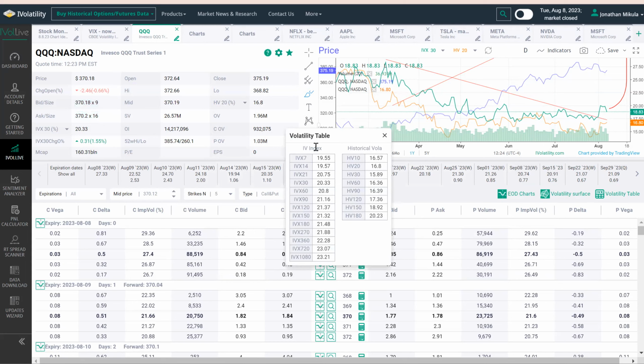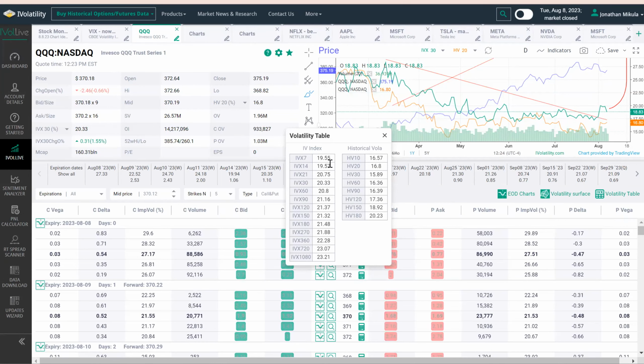And then we have our volatility table. So this is also interesting, because you could see on IVX, remember, this is looking into the future. So IVX7 means what's QQQ's implied volatility on options that expire in 7 days, in 14 days, 21, 30, 60, all the way out to 1080. And we could see in the short term, implied volatility is lower than in the long term, which is what we just saw in that end of day chart. This is just a different way to look at it in table form.